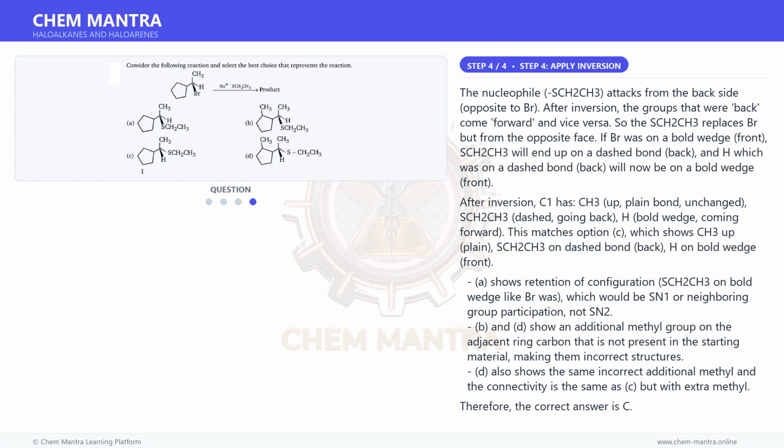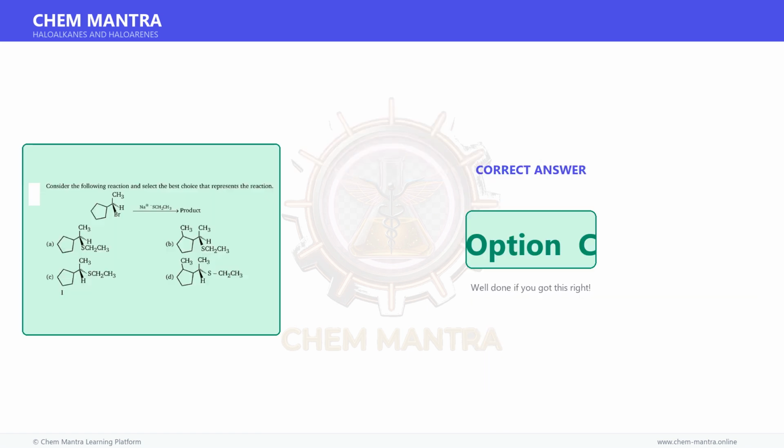B and D show an additional methyl group on the adjacent ring carbon that is not present in the starting material, making them incorrect structures. D also shows the same incorrect additional methyl, and the connectivity is the same as C, but with an extra methyl. Therefore, the correct answer is option C.